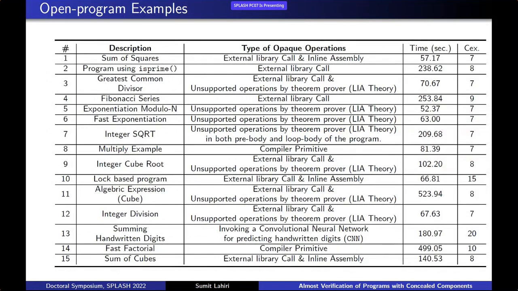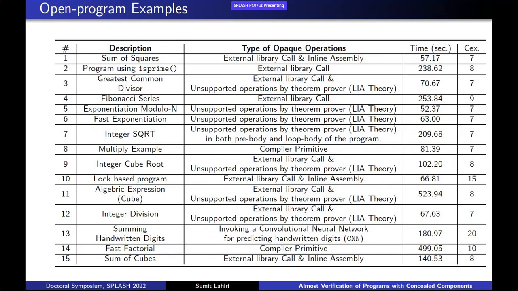In order to test our tool, we took some real-world examples which contained a lot of concealed components, especially components that are hard to reason about. We don't have the formal semantics available. So these are the benchmark suites we took up. There are 15 examples here.